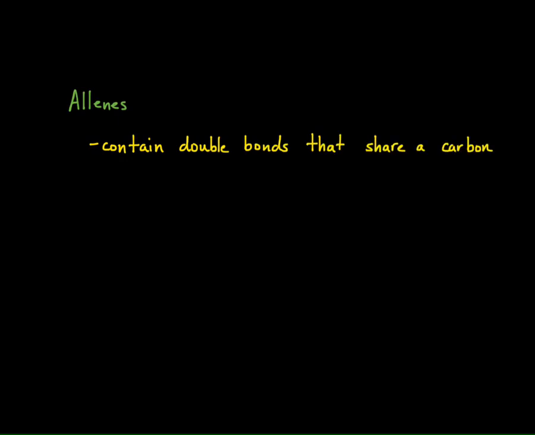We start off chapter 13 talking about allenes. Now, allenes are unique dienes in that they contain two double bonds that share a common carbon. And if we think about what that looks like, in the simplest terms, we have to have three carbons. And so the simplest allene is called propadiene.